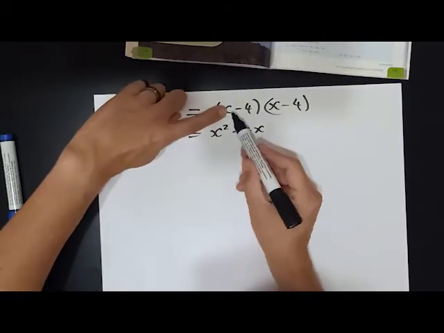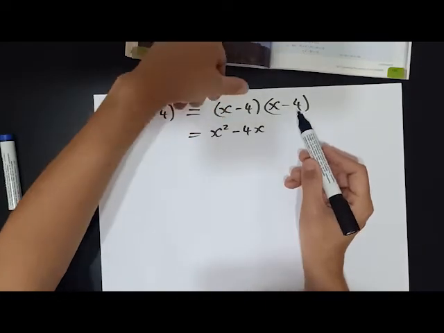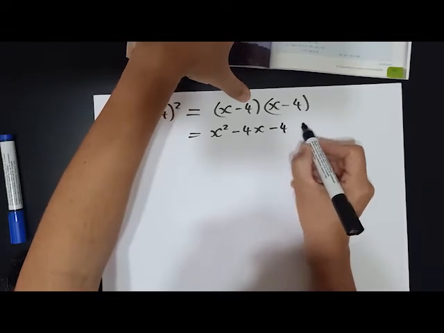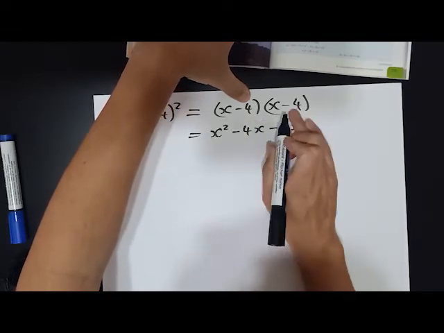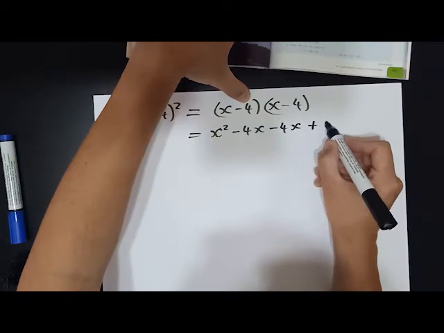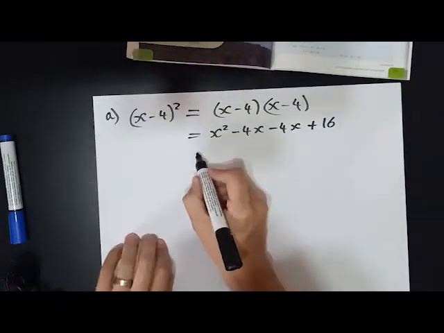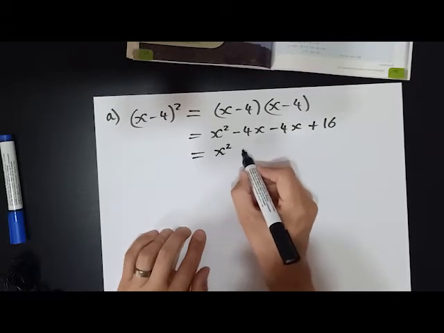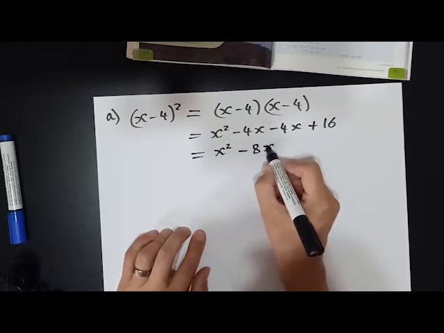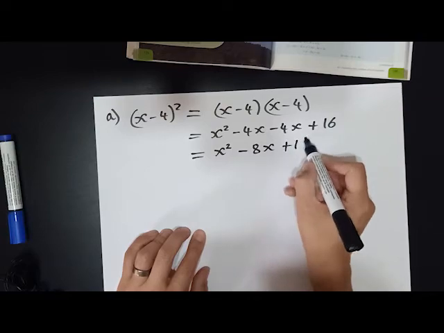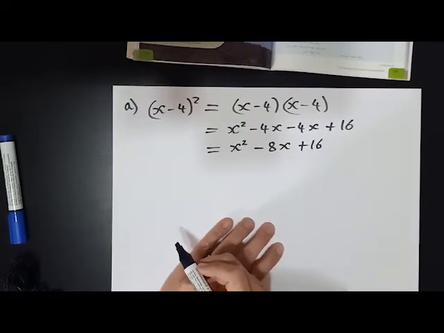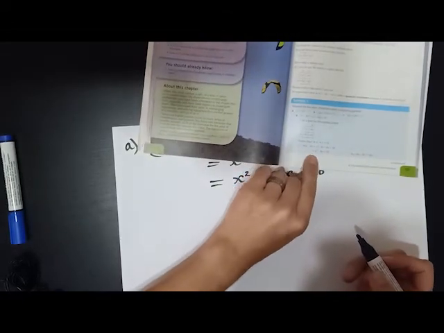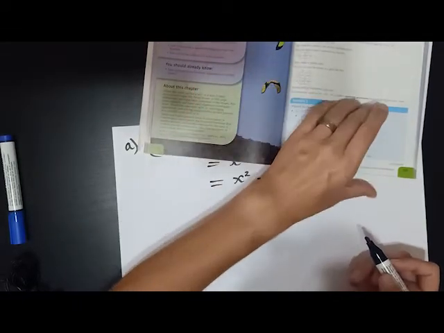So we've done that one times that, times that. Now let's look at this one. Minus 4 times x is minus 4x. Minus 4 times minus 4 is plus 16. And we just condense those in the middle. X squared minus 8x plus 16. Yep. Okay.